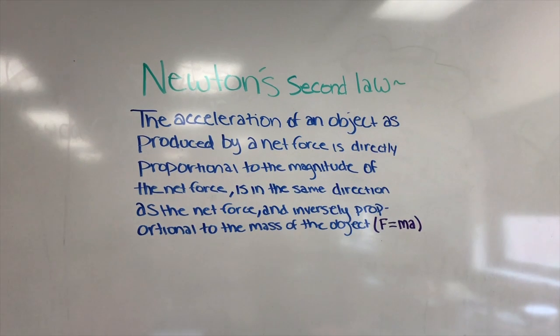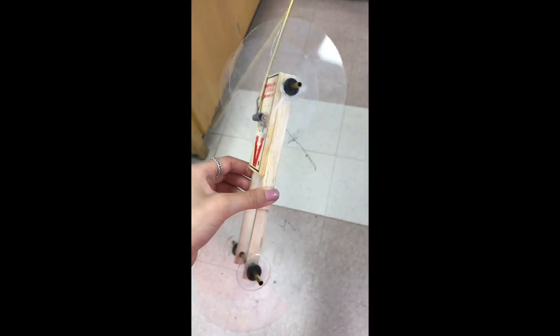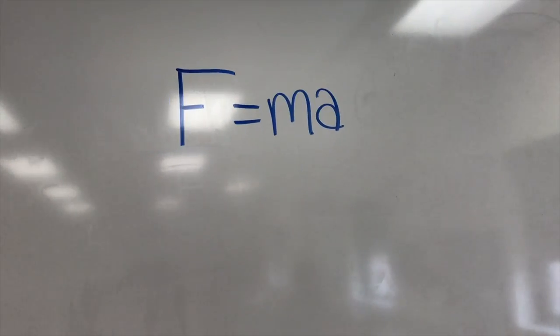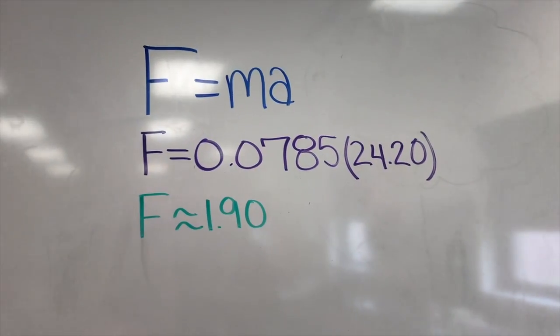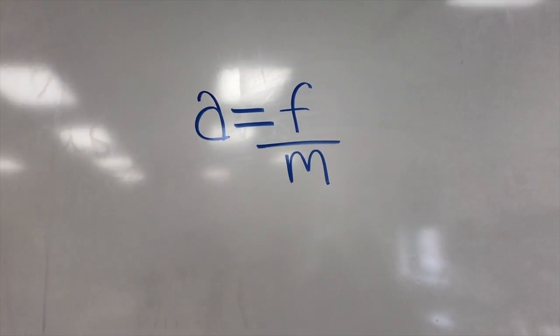Newton's second law of motion states that the acceleration of an object as produced by a net force is directly proportional to the magnitude of the net force, in the same direction as the net force and inversely proportional to the mass of the object. This law can be represented by the equation F equals ma, or force equals mass times acceleration. When more mass is added to our car, the force increases.